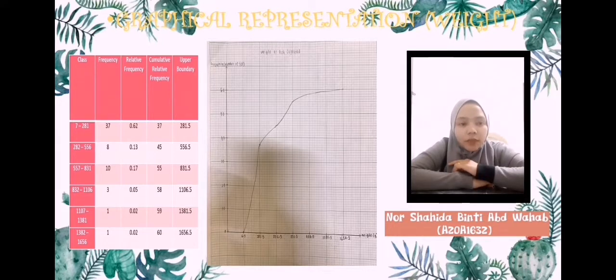Today I will explain about the graphical representation. For the ogive graph, based on the graph above, there is rapid growth at the starting point of the graph. This is because fish with low weight are easy to capture compared to fish with higher weight. Generally, the quantity of fish with high weight is not too much.